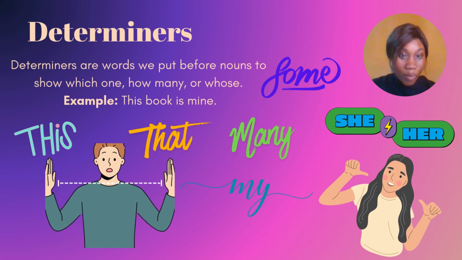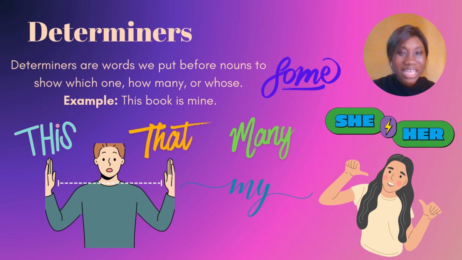Now, determiners are words that we put in front of a noun to show how many, which one, or whose. Like, who does this belong to? Examples of determiners: this is my bag, this is their house, that is your book. Did you get that? So this, that, these, those, some, few, many, my, yours, his, her. Those words you make use of every day are called determiners.